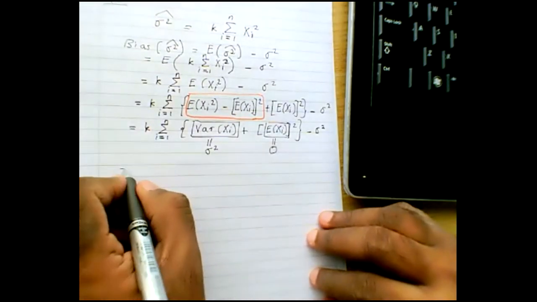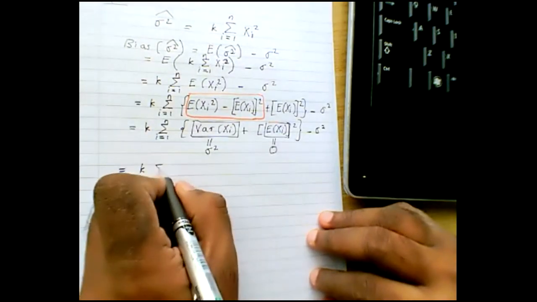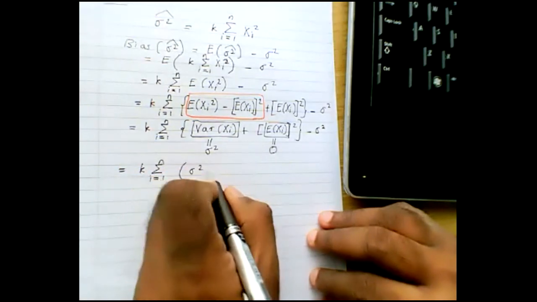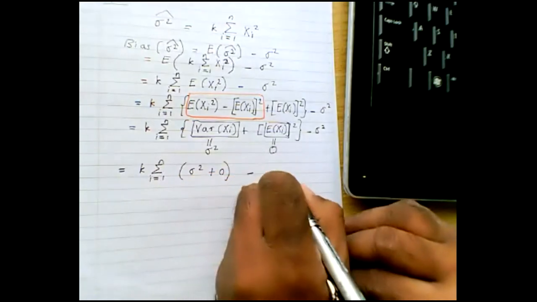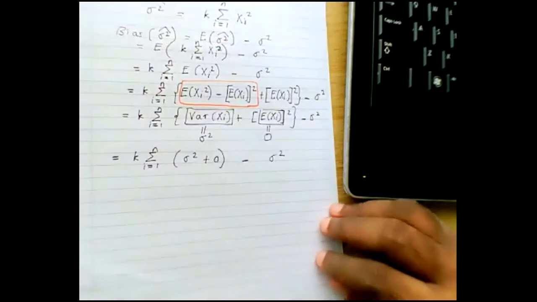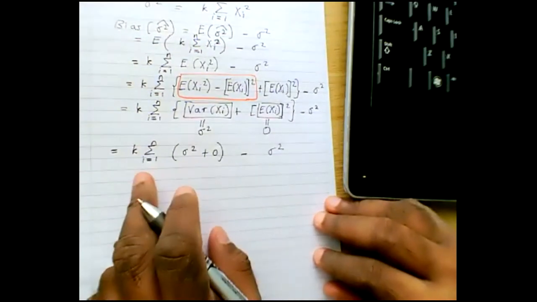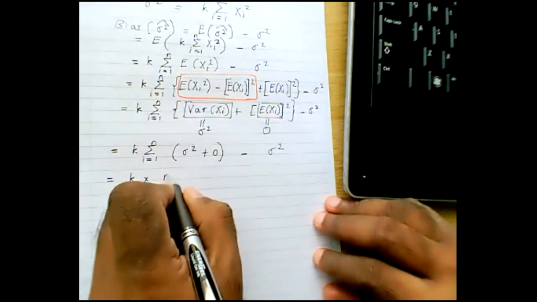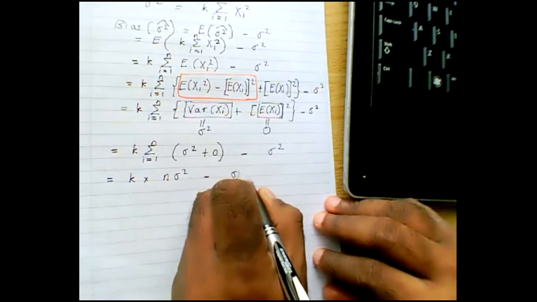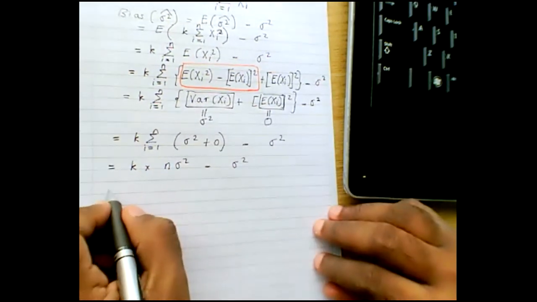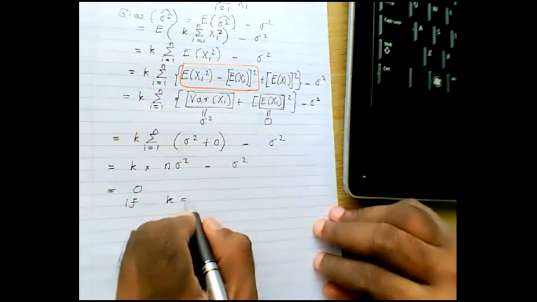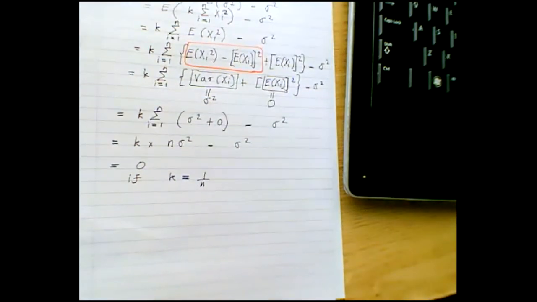So what you have is the following: k times the sum from 1 to n of sigma squared plus 0, minus sigma squared outside, right? Now sigma squared is a constant with respect to i, so you have k times n sigma squared minus sigma squared, right? And this is equal to 0 if k is equal to 1 over n. All right? Are you with me, guys?